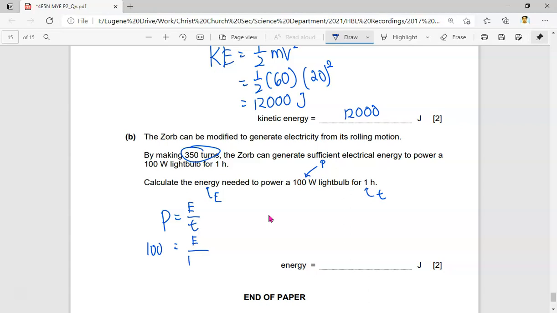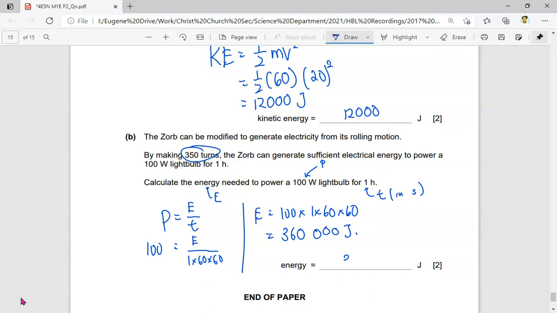But take note, the time should always be in seconds. So I must take 1 multiplied by 60 to convert to minutes, multiply by another 60 to convert it into seconds. Therefore, E equals 100 times 1 times 60 times 60. What are you going to get over here? You're going to get 360,000 joules. So the final energy here is 360,000 joules. That's all for section B.